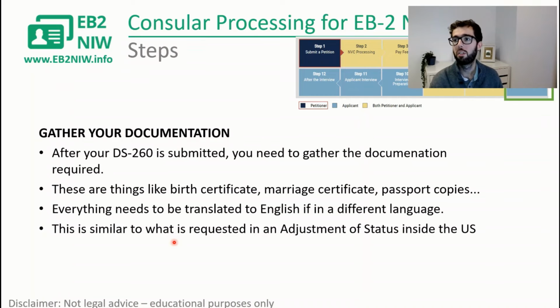The next step is to gather your documentation, what they call the civil documents. After you submit that DS-260, then you will need to start gathering everything they ask you to. For example, if you are having your family in this consular processing with you, then you will need things like birth certificates, marriage certificates, passport copies, all of that. And everything will need to be translated to English if it's in a different language. This is similar to what is requested in an adjustment of status. I talked about that in the video that I made. It's exactly the same. It's just here, luckily for you, you can actually upload your documents to an online system.